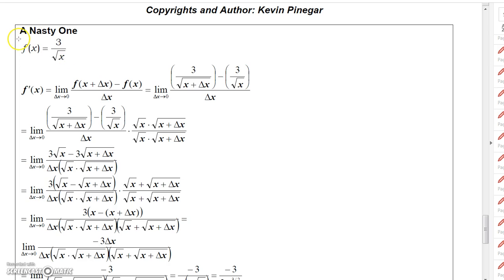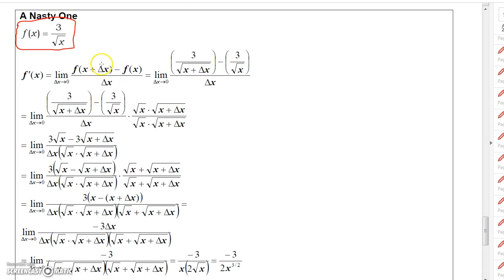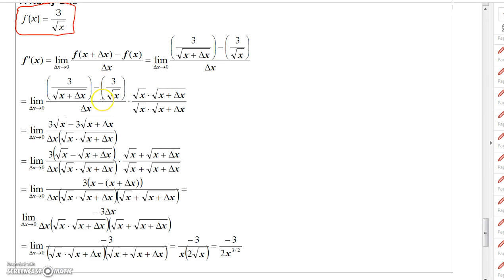Okay, I like to give you a really nasty one just so you can appreciate it once you learn the rules of derivatives, so that you don't have to actually go through this mess. But if we wanted to find the derivative of 3 over square root of x, we would have to use the limit of this difference quotient. So if I evaluate that function at x plus delta x, I would get 3 over square root of x plus delta x. And then if you subtract f of x, it would be subtracting 3 over square root of x. And then, of course, don't forget delta x in the denominator.